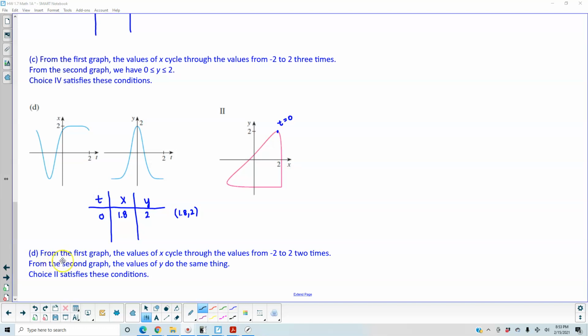And now summarizing, we can say that from the first graph, the values of x cycle from -2 all the way up to 2 times. And then from the second graph, the values of y do the exact same thing. So choice 2 satisfies these conditions.